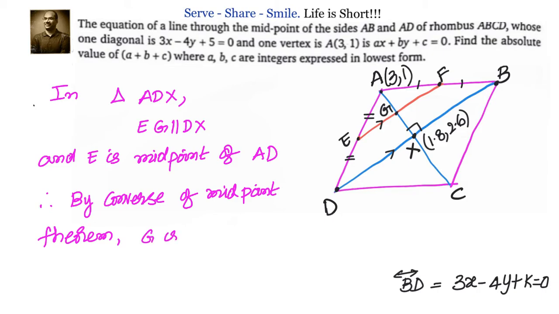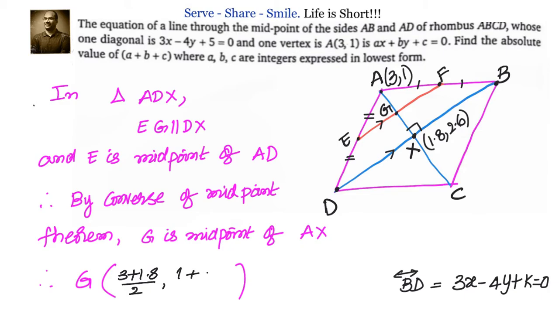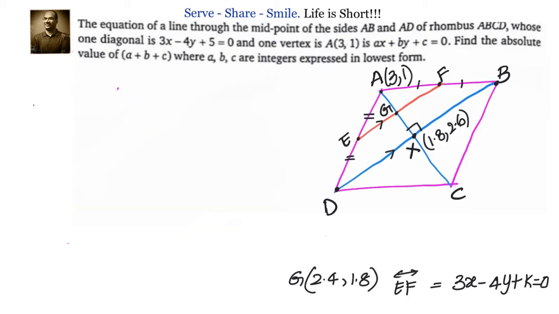We can use the midpoint formula and find the coordinates of G. A is (3, 1) and X is (1.8, 2.6). Therefore, the coordinates of G will be (x1 plus x2) by 2, that is 3 plus 1.8 divided by 2, comma 1 plus 2.6 divided by 2, which is equal to (2.4, 1.8).